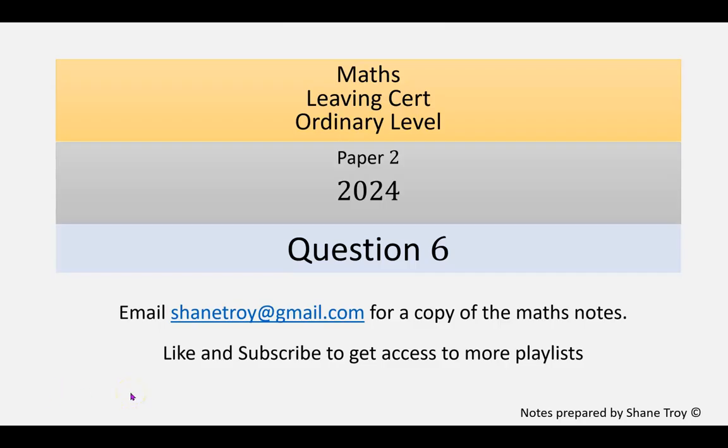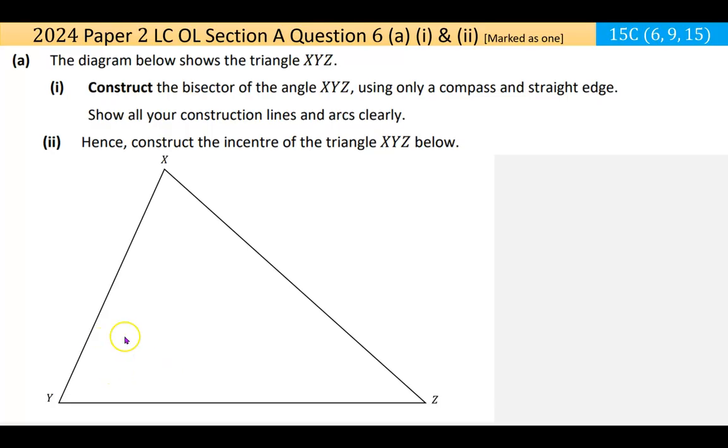So question 6 is kind of a construction question. Part A, 1 and 2 are marked together. They're worth 15 marks on a C scale. The diagram below shows the triangle XYZ, and they've kindly given us that triangle.